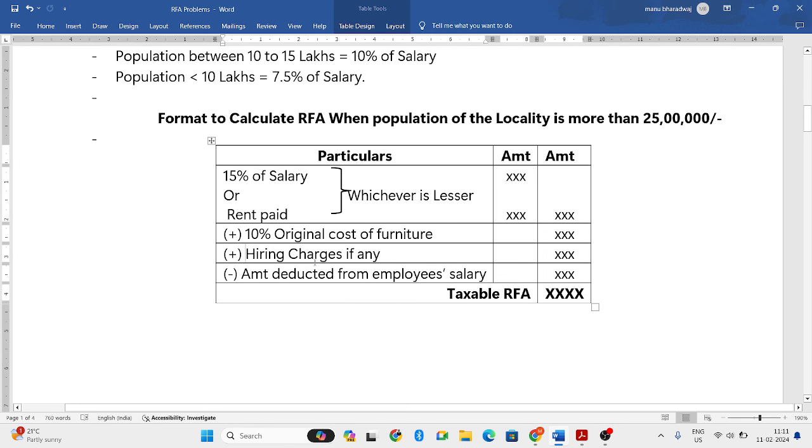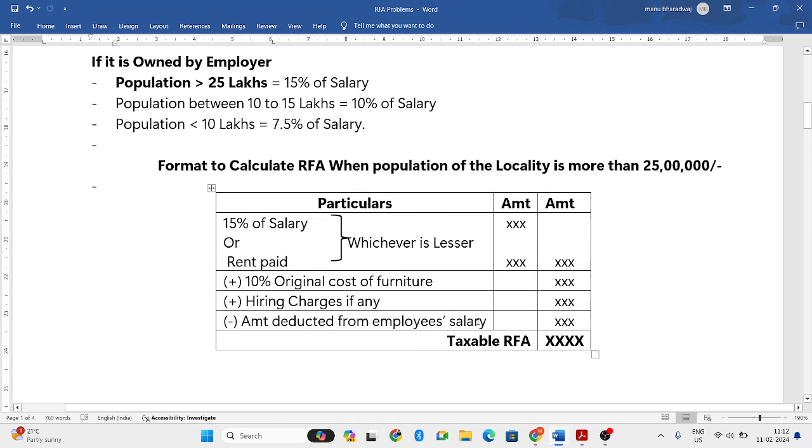Finally, as I told you, some amount they may deduct from the employee's salary as RFA. If any amount is deducted, that will be subtracted. The final answer, whatever you get, is the taxable RFA. So this is the format we will be using to calculate RFA. Please make a note of this format. From my next video, we'll start to solve the problems on rent-free accommodation.